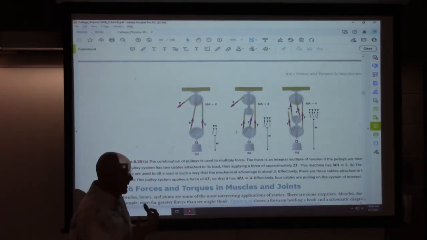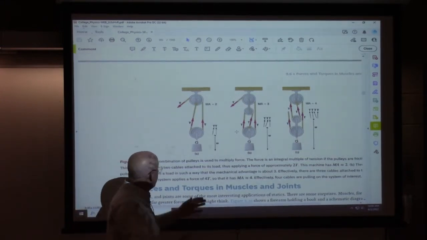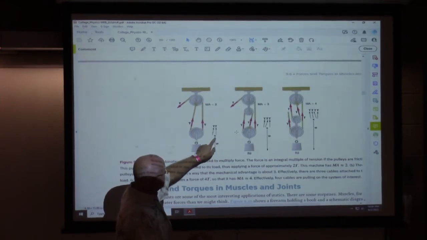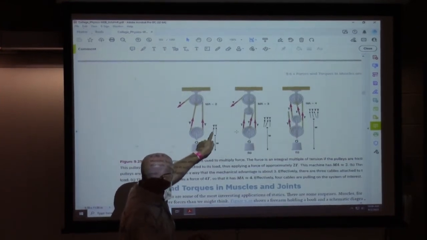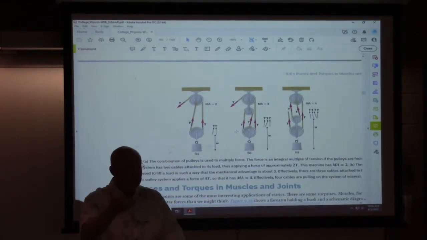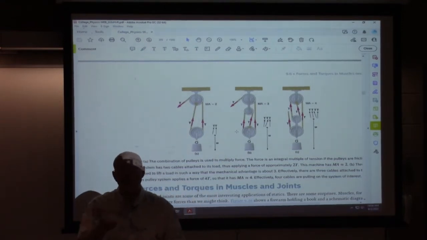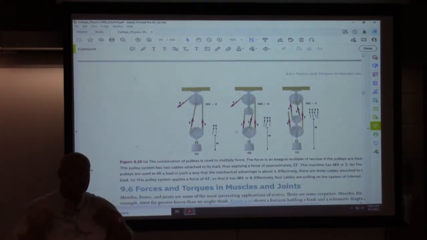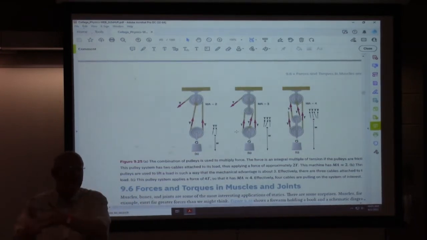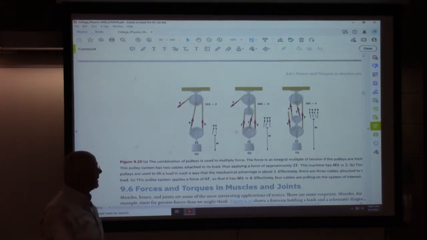And so if I'm trying to lift, say, 200 pounds, this downward force of 200 pounds needs to be equal to twice the tension. So that means the tension needs to be 100 pounds. That means I need to pull with 100 pounds, and there's the advantage. The advantage is I am going to pull with only 100 pounds, but I'm going to lift a 200-pound object. And so there's our mechanical advantage.